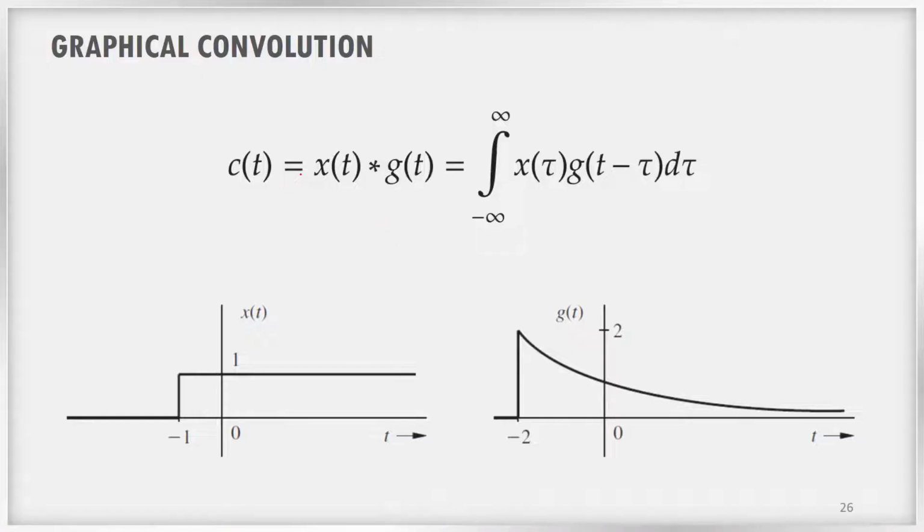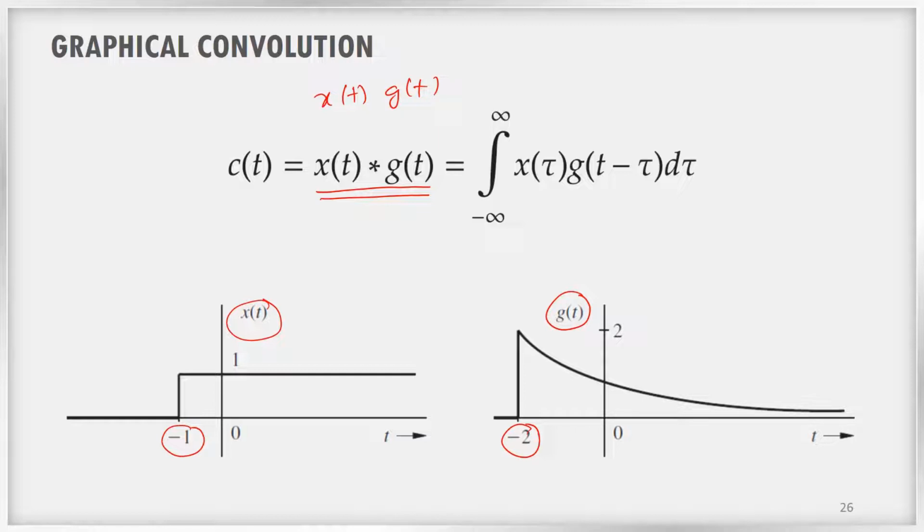For that, let us consider this convolution x of t convolved with g of t. I am trying to convolve two signals, x of t and g of t. The x of t is given here. It is a kind of step signal which is starting from -1, and here g of t is a kind of exponentially decaying signal which is starting from -2. These are the two signals which I have to convolve.